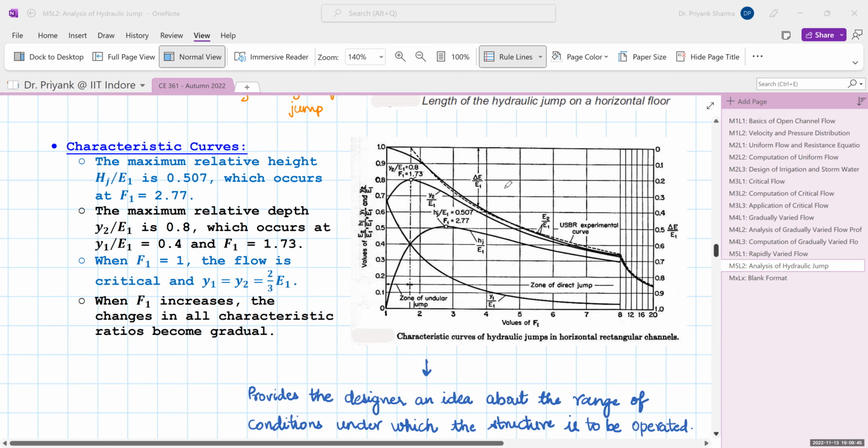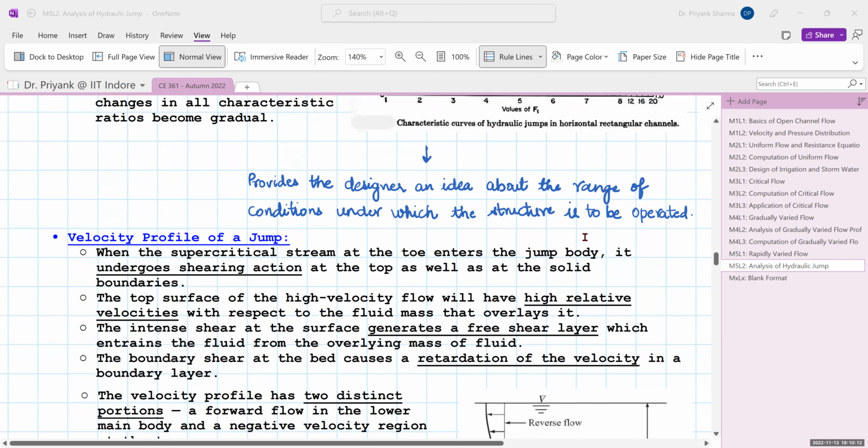The residual of this curve, whatever is above this curve, will give you the delta E by E1. So you have this delta E by E1, that is the change in energy or the energy loss divided by the initial specific energy. So it is the relative energy loss. This curve is very important when you design the structure for a range of conditions to which it may likely be encountered in the field.